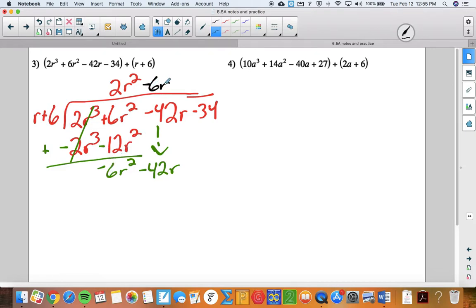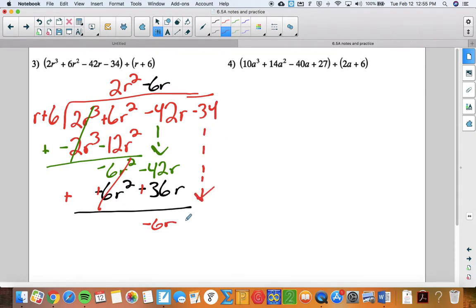So now we distribute the negative 6r times the r. That's negative 6r squared. And then also distribute it to the 6. That's negative 36r. Take the opposites, positive, positive, and add them together. Negative 6r squared plus positive 6r squared is 0. And this gives you negative 6r. Bring down the next term, which is the last term, which means we're almost done. Now, how many would I have to multiply r by to get negative 6r? Negative 6. So distribute the negative 6 to both of these terms. You get negative 6r and negative 36.